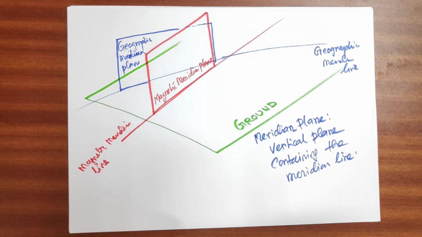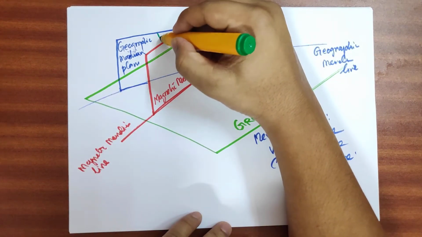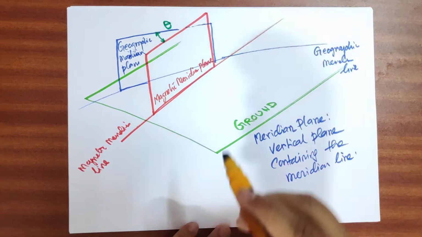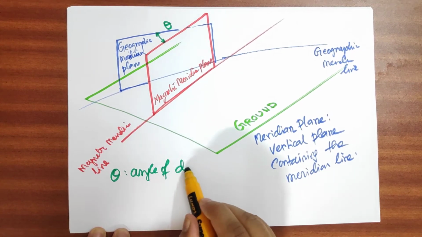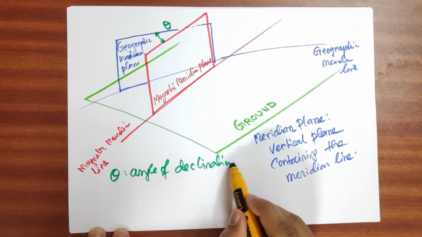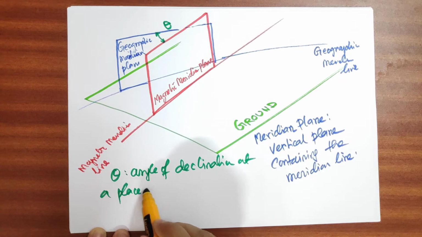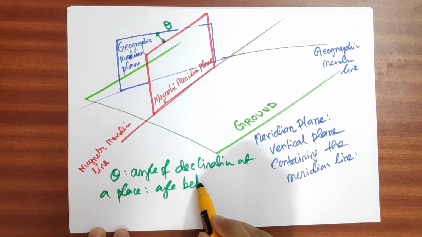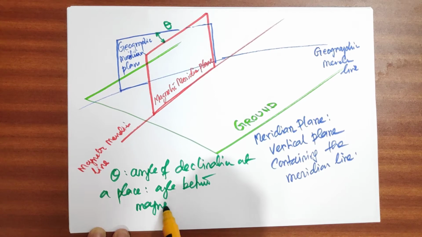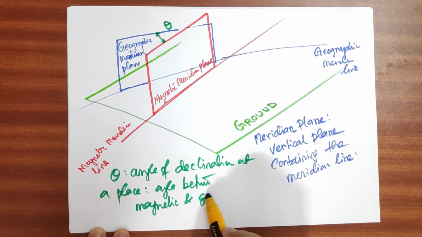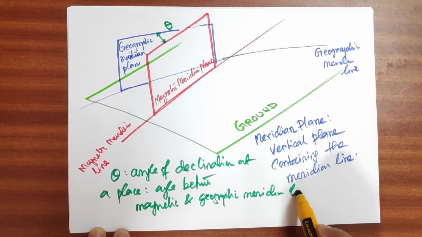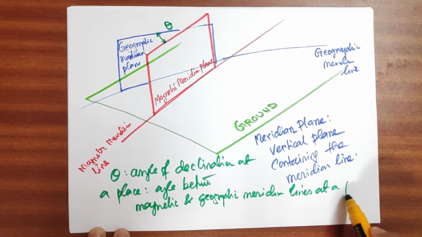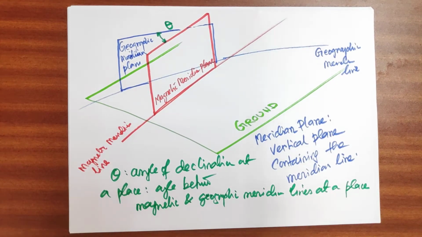The angle between these two planes at a certain point is known as the angle of declination. This angle theta is the angle of declination at a place, that is, the angle between the magnetic and geographic meridian lines at a certain place.